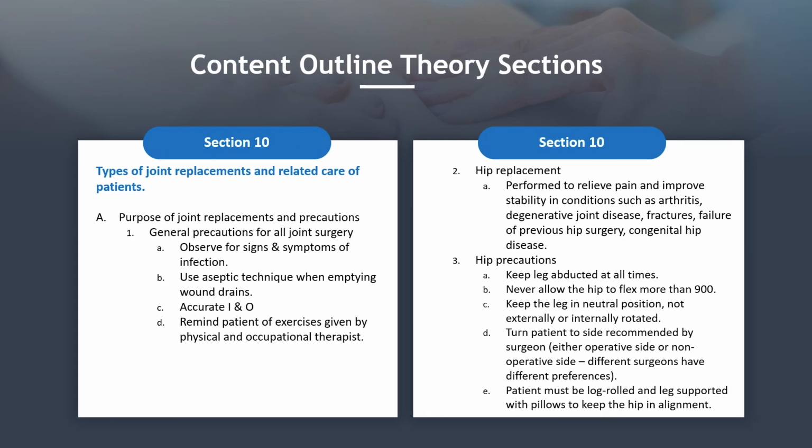Section 10. Type of joint replacements and related care of patients. The purpose of a joint replacement and precautions. General precautions for all joint surgery. Observe for signs and symptoms of infection.